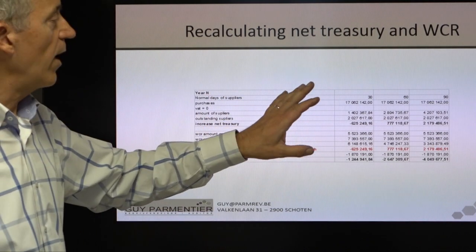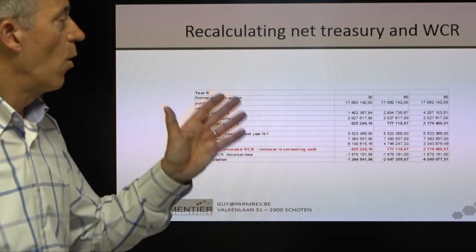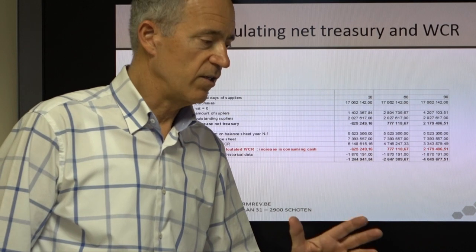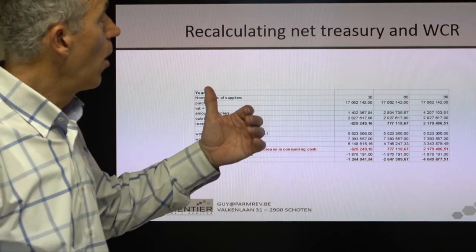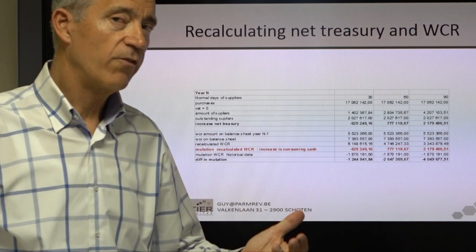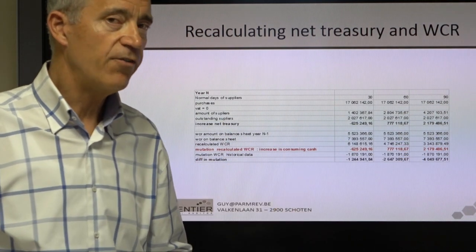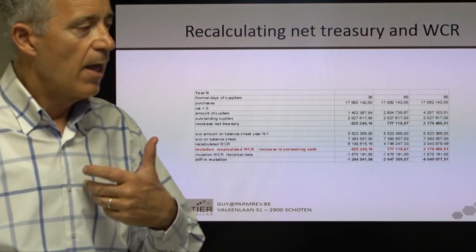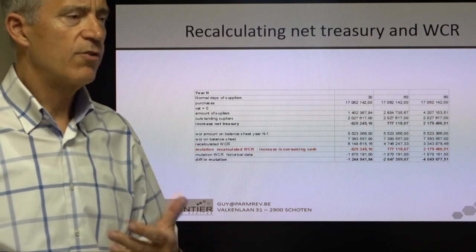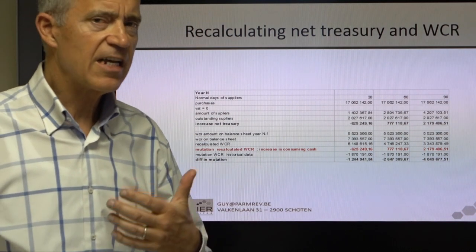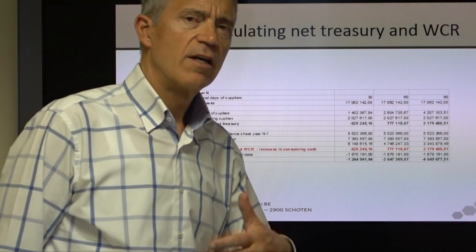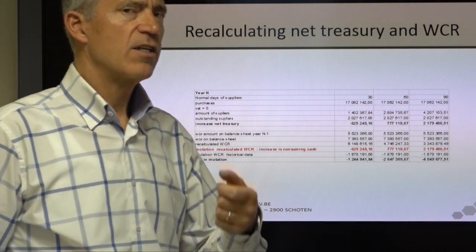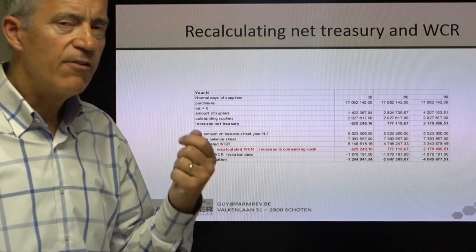That's the first reason why you always have to ask what the normal days of supplies outstanding are. Why do I not ask how many days the inventories are outstanding? Because companies try to get their inventories as low as possible. It's very difficult for them to influence the amount of days of outstanding inventories.